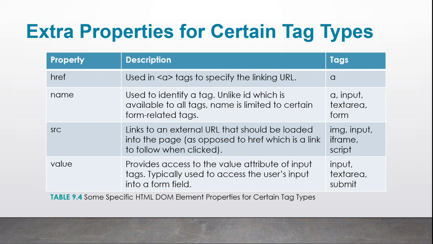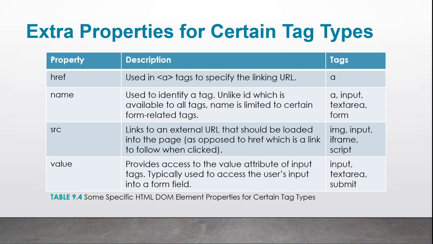A, input, text area, and form have a special property that is called name. And if you think back to last term, when we made our contact form, the input areas had a name of a certain thing, and that allowed us to group them, right? Or target them certain ways. So if you're looking at a form, it might have an ID and a class and a style, but it might also have a name.